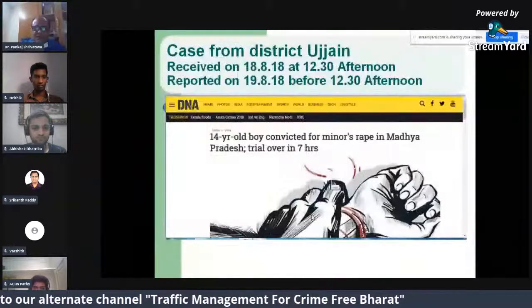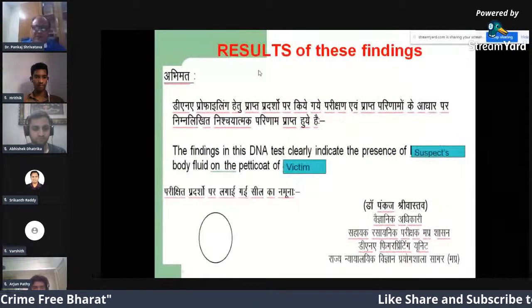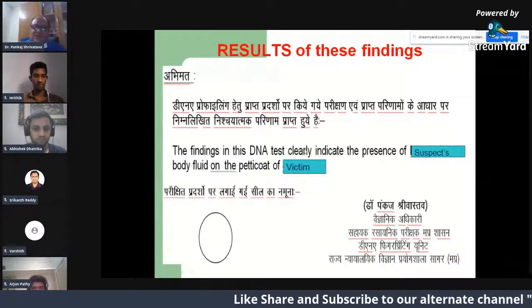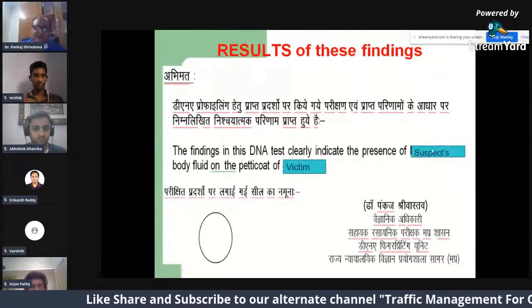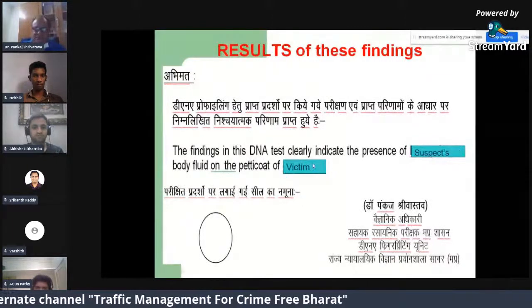Let us skip this. Now you just see how conclusive DNA testing is. The finding of the DNA test clearly indicates the presence of, here you'll find a name, this man's body fluid on the clothings of the victim.